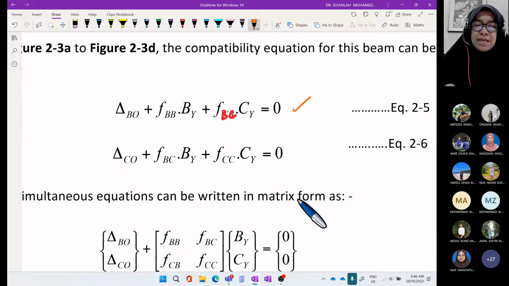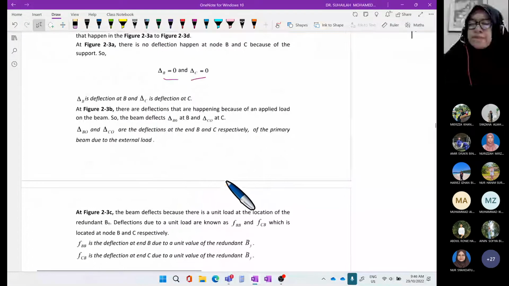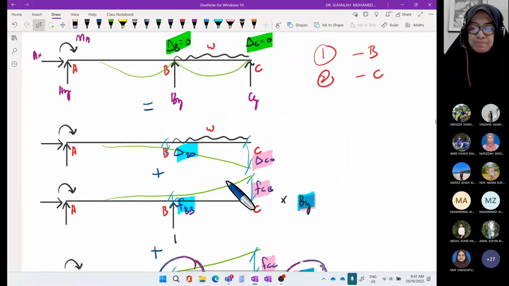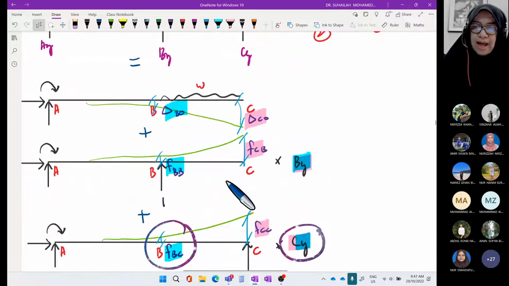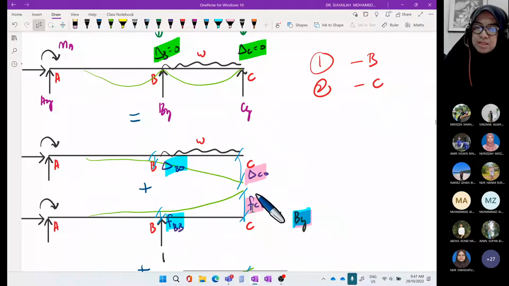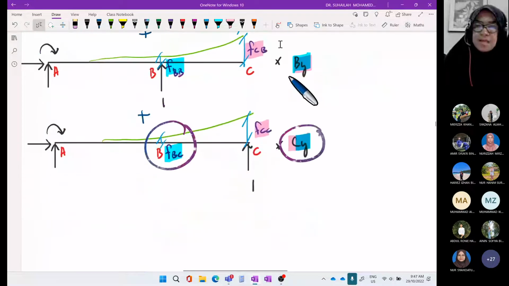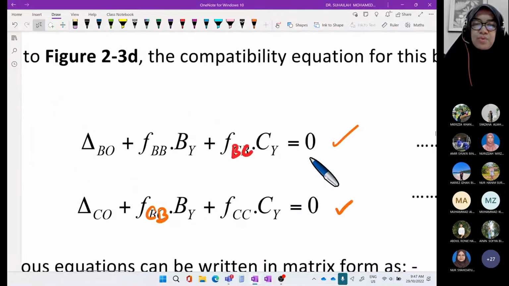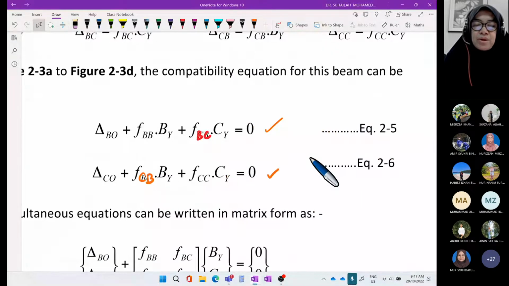For equation number 2, it is FCB, because I made this note more than 10 years ago. At that time I had just refreshed this flexibility method. Okay, look at this line. It is delta C naught, FCB times BY, FCC times CY. So the correct one is FCB. Okay, this is equation number 2. Equation number 1 and equation number 2.